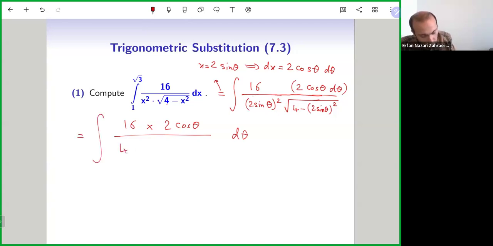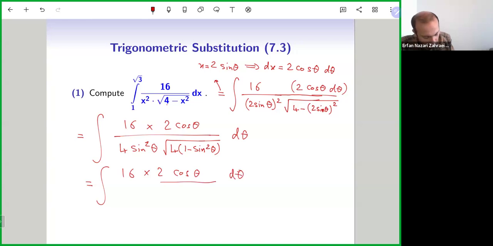This is 4 sine squared theta. And this is, after factoring 4, root of 4 times (1 minus sine squared theta). It's 4 minus 4 sine squared theta, which is 4 factored times (1 minus sine squared). If you further simplify this, you get 16 times 2 cos theta d theta over 4 sine squared theta.